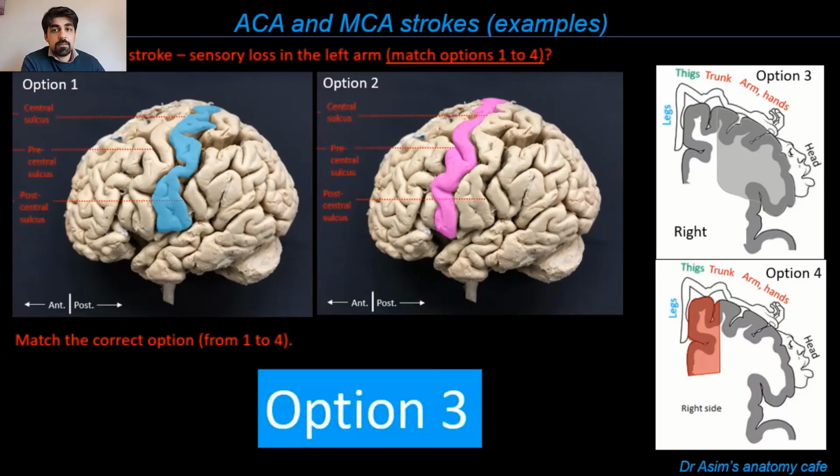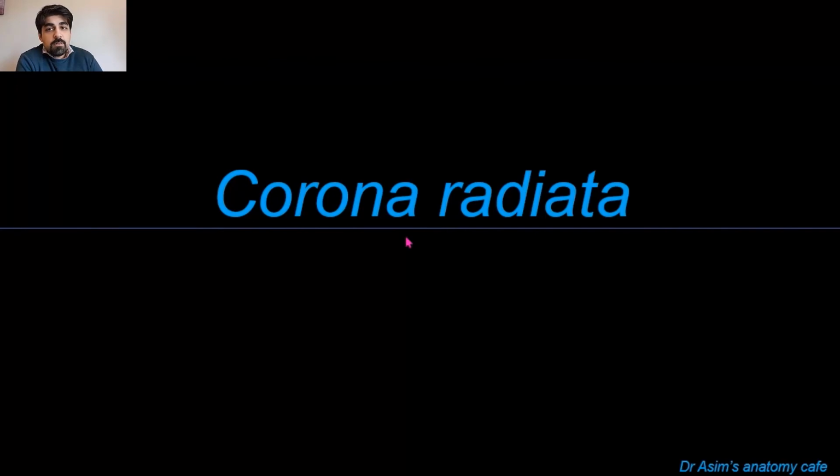The correct answer therefore would be option 3. Next, the corticospinal tract fibers radiate down from the cerebral cortex and descend to pass through the region between the basal nuclei and the thalamus. These radiating fibers are known as the corona radiata.